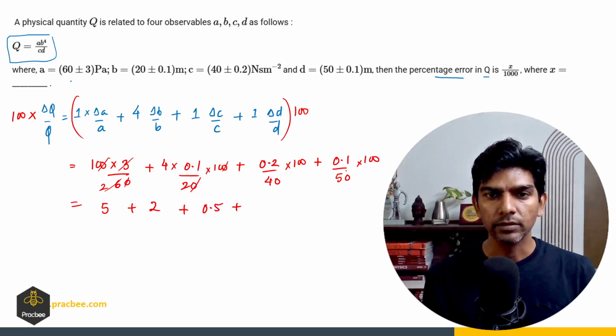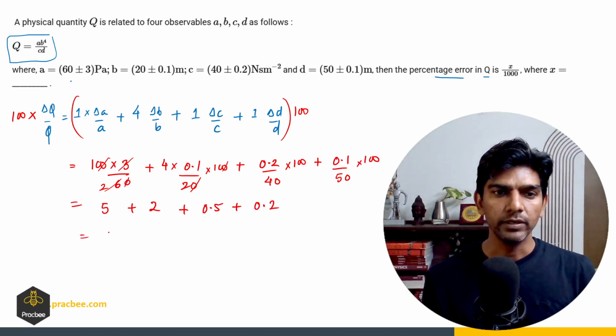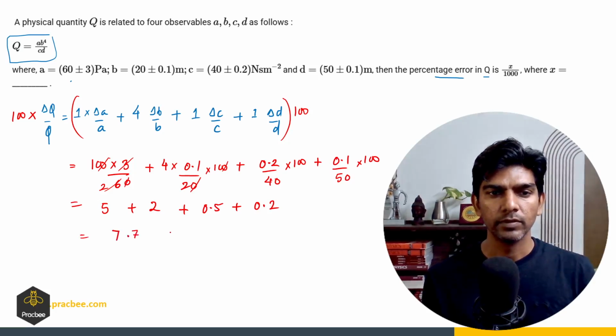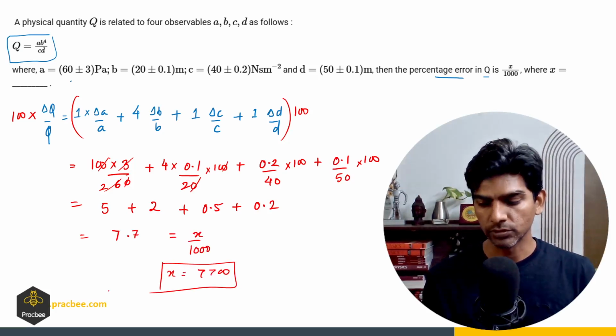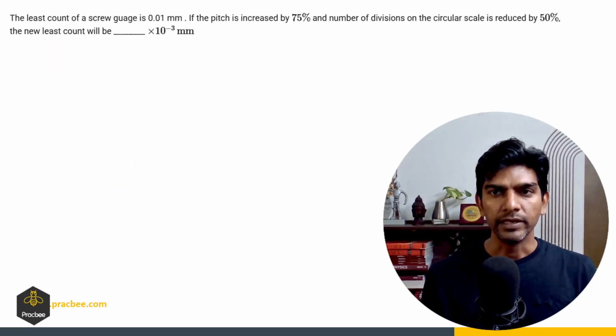Let me again check: 0.1 upon 50 is 0.2. So this comes out to be 7.7, and this value is given as x by 1000. So x comes out to be 7700. So 7700 is the answer of this question.